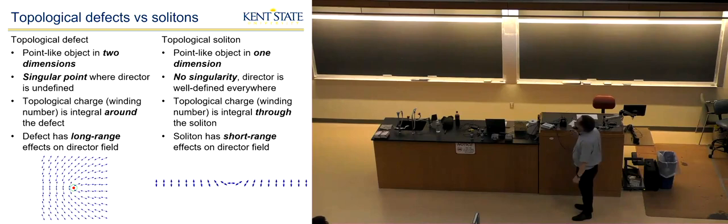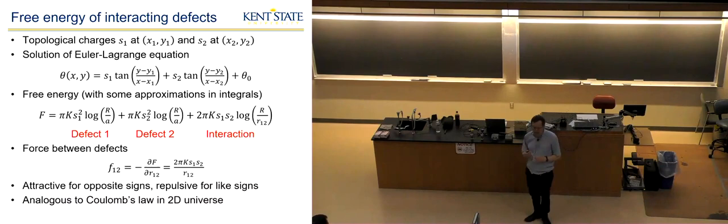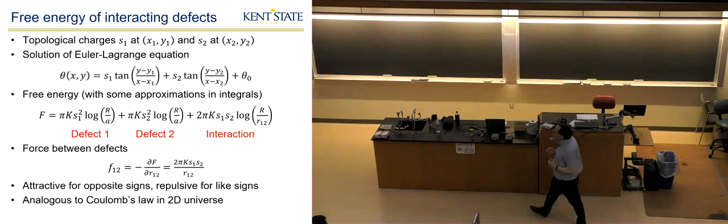Winding number, it's a thing. That is if you have one defect. Okay. What if you have two defects, like the pictures that I showed you, with the gigantic loop enclosing two defects? In that case, the solution of the Euler-Lagrange equation is a sum of inverse tangents. Oops, typographical error. These are arctangents, not tangents. Sorry about that. So it's S1 times one arctangent plus S2 times another arctangent plus a constant.